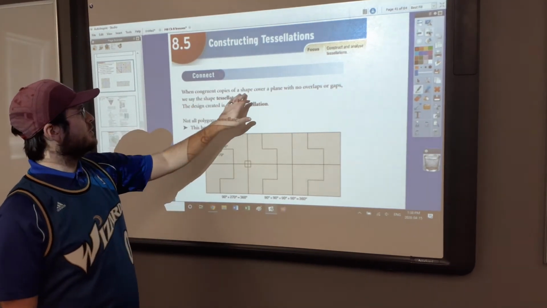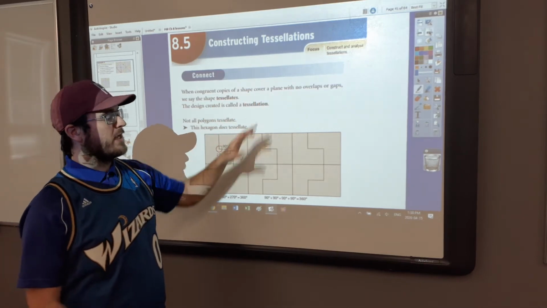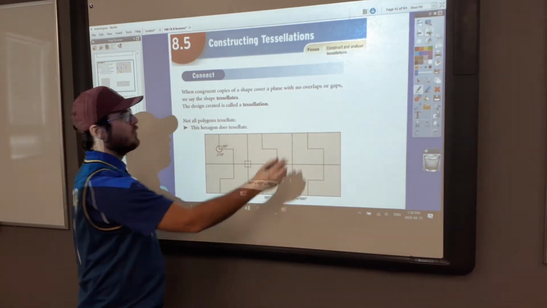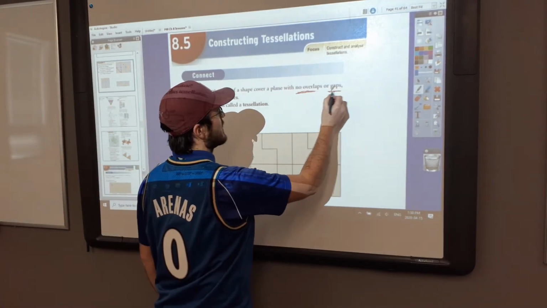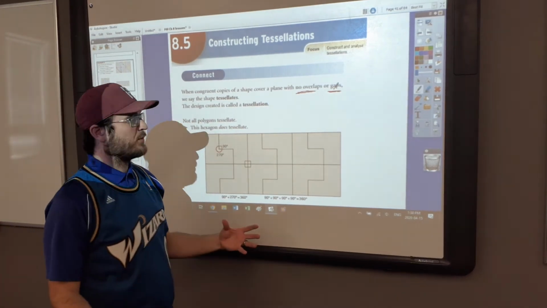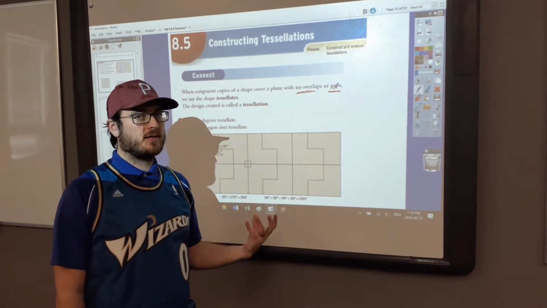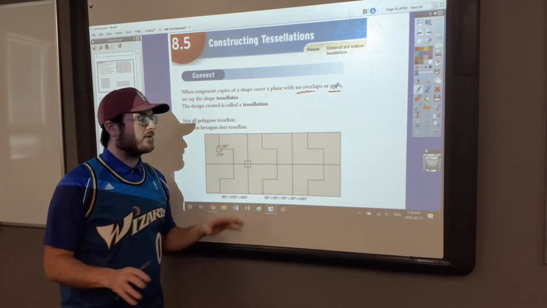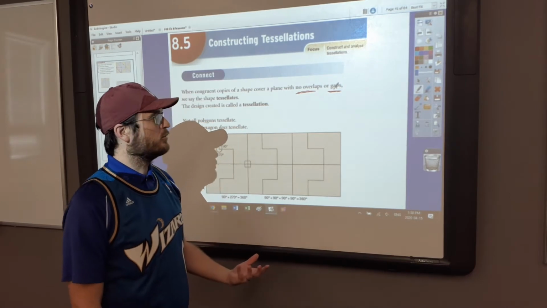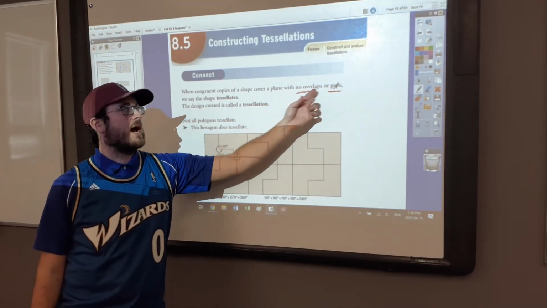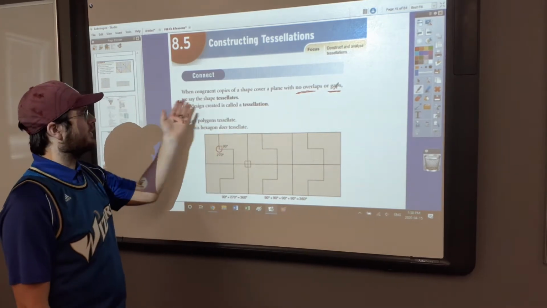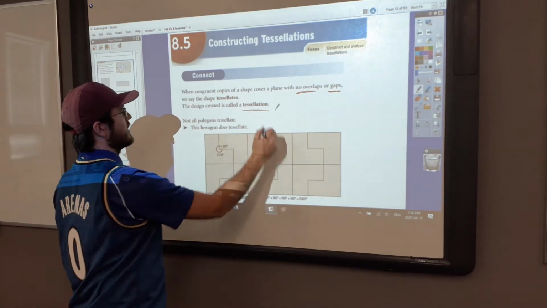So anytime you can use a shape to cover a plane, so basically just covering a space, a 2D plane, where there's no overlaps or gaps, that's the key to what a tessellation is. Then we say that it tessellates. Another name for it is tiling the plane. If you've ever tiled your bathroom or your floor, you'll notice you run into problems if you're having gaps or if you're overlapping. It's not going to work. So if a shape does that, we call it a tessellation.